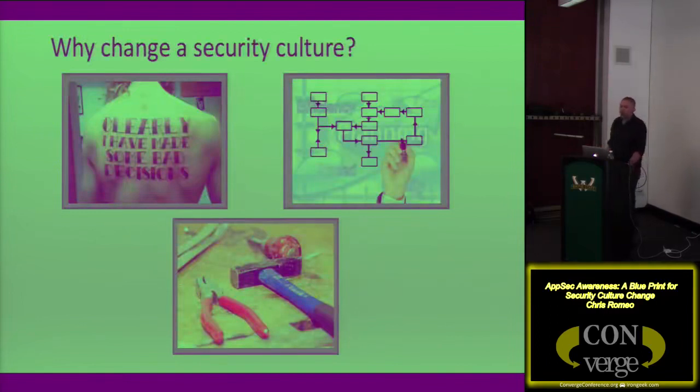Okay, so a couple of reasons for why we would want to change a security culture, okay? And yes, clearly I have made some bad decisions, okay? There are bad decisions that are potentially being made in the organization. They're being tracked. They're manifesting as bugs and vulnerabilities and things, so there's some number of those type of problems. Maybe the process is broken, or maybe you don't even have a process, right?